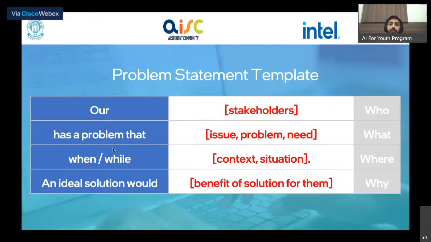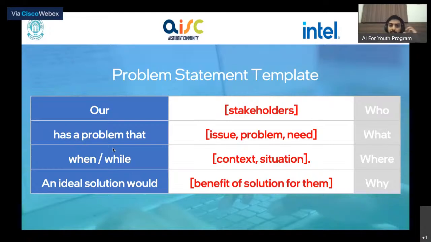So if we take a look at the vegetable price problem, our people have a problem that the prices of vegetables are unpredictable when the harvest conditions are poor and they go to the market to purchase the vegetables. An ideal solution would be a price predictor model for the people to predict the prices of vegetables in advance.